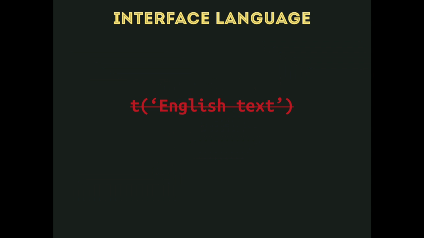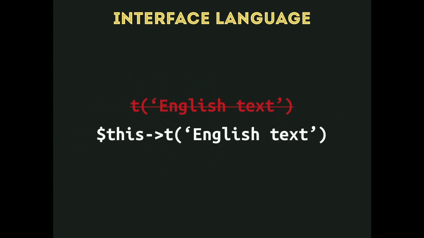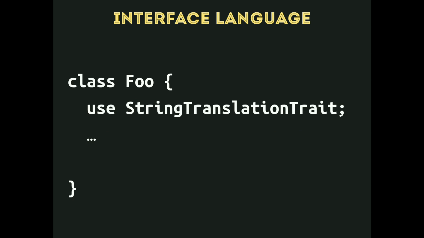So in most places in Drupal 8, you would not do T English text, but you would do this->t English text. So it would be in a class that has a T method that you can use to translate things, and it would work the same way as the global T. The way we do this is there's the string translation trait that provides the T method and the translation manager service, everything encapsulated. So if you have your own class, then you can just use the string translation trait.